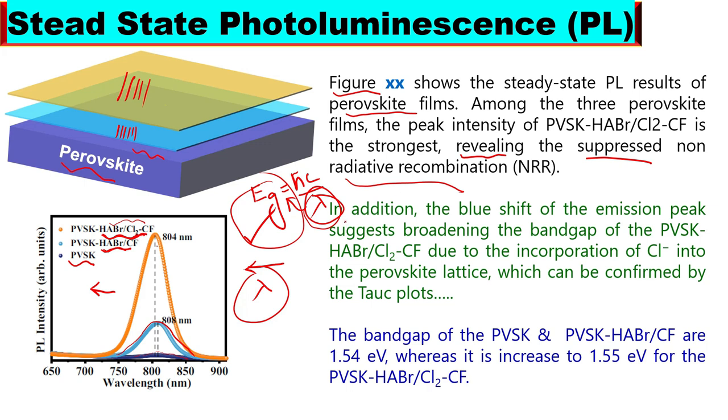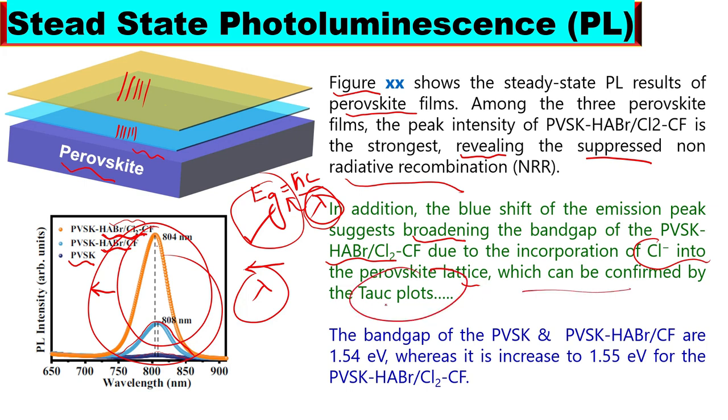So we can also discuss this here, because we see this from this graph. The blue shift of the emission peak suggests broadening of the band gap of this last sample here. This is how we describe things in a research paper: due to the incorporation of blah blah blah into the perovskite lattice, which can be confirmed by Tauc plots. This is another important thing. You have to link these Tauc plots here or in the supplementary information, or if you want to mention it in the main paper, fine. But this is another link we develop with the Tauc plots, to confirm whether the shift is true and because of the band gap or not, right?